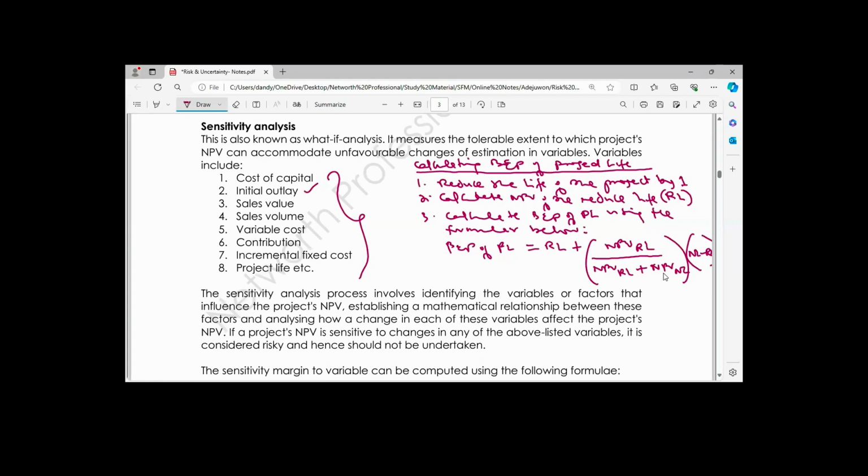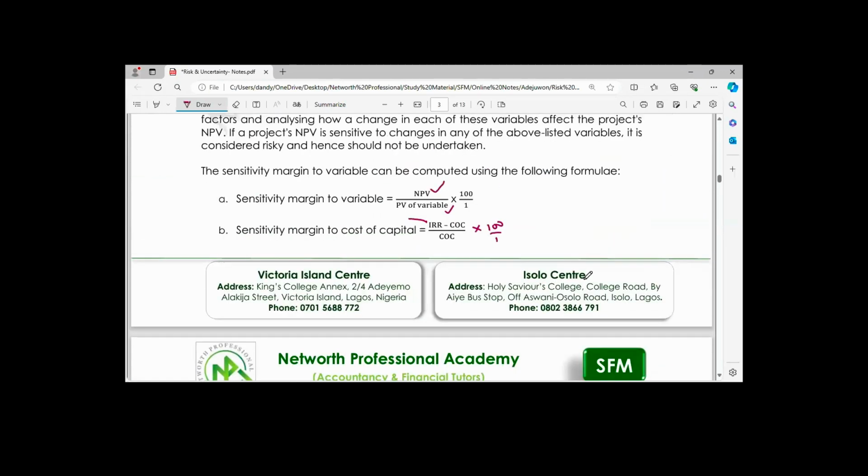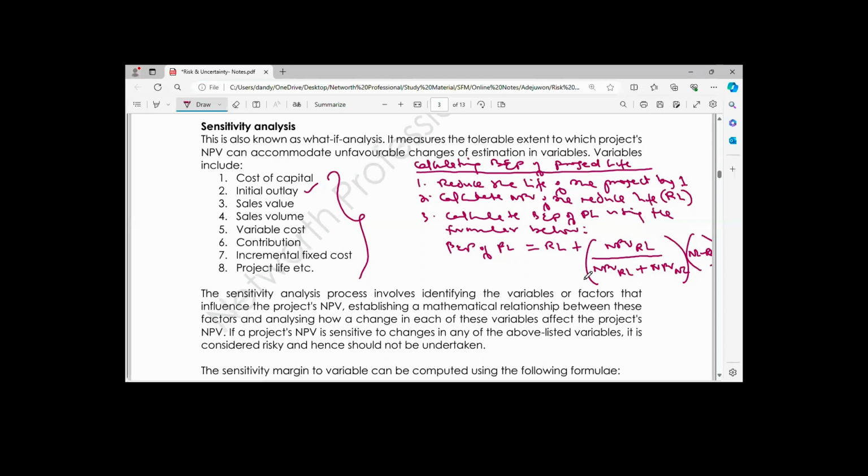Okay? So once you are done calculating your break-even point of project life, then you need to proceed to calculating the sensitivity margin of project life. So these are the three procedures that you are going to carry out for calculating break-even point of project life.